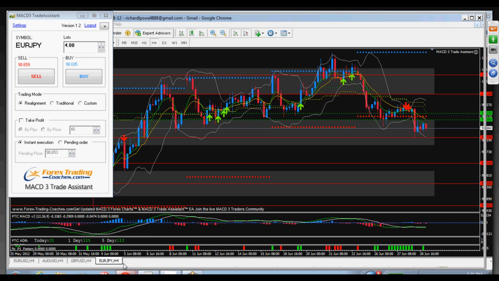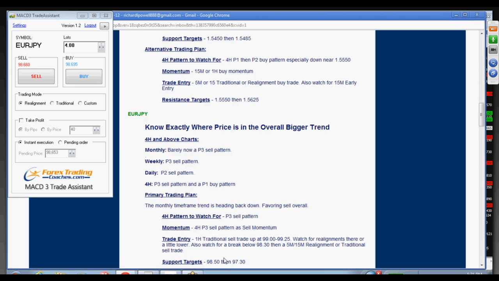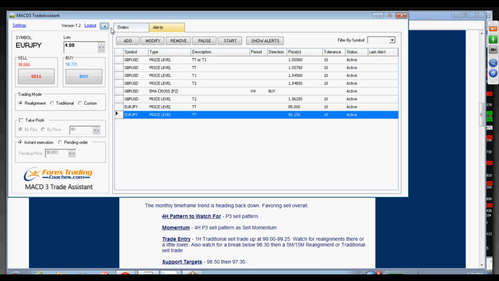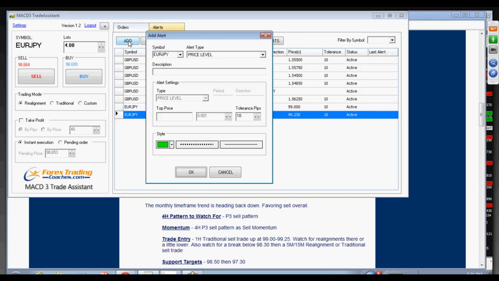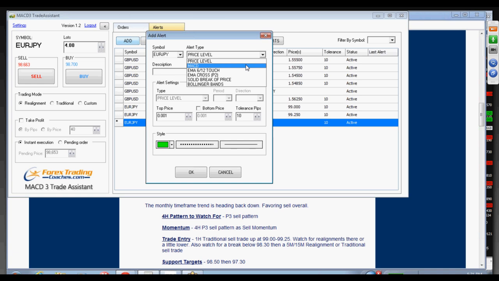And then I go in and I do the support targets. Oh, hang on, let me make sure I've got it all here. And I also watch for a break below 98.30. So what I do here is I go over here and I click solid break of price.